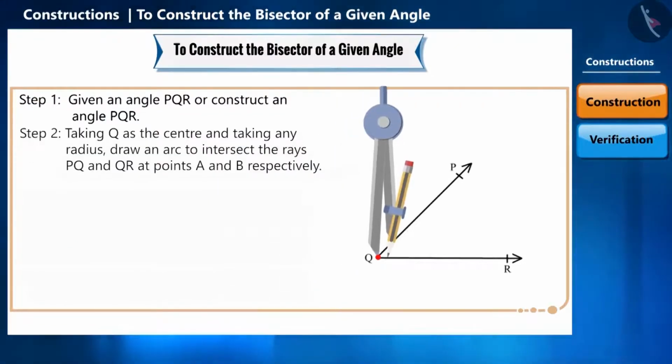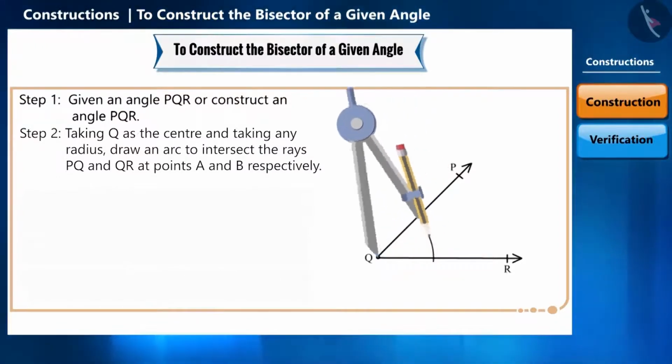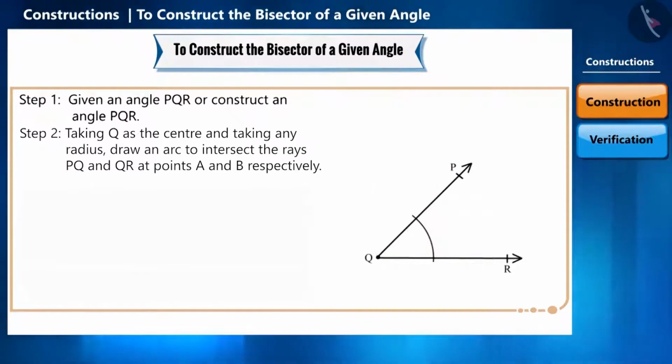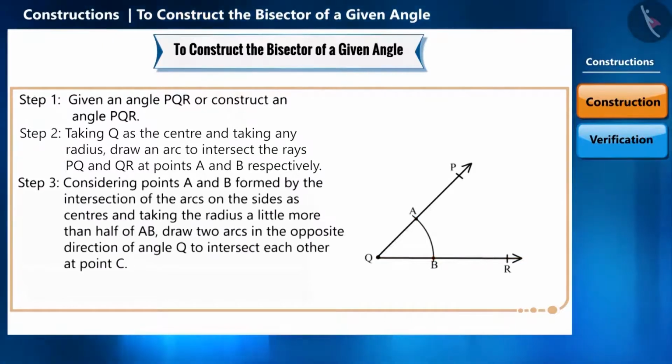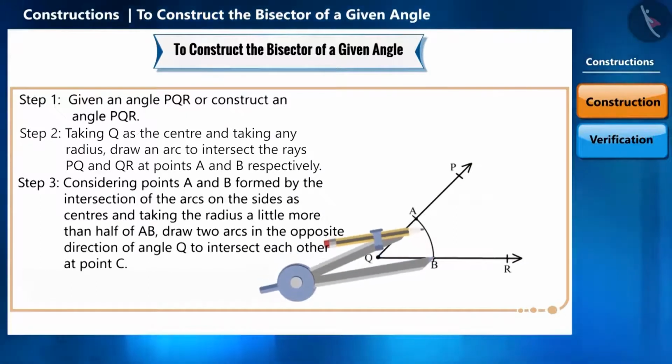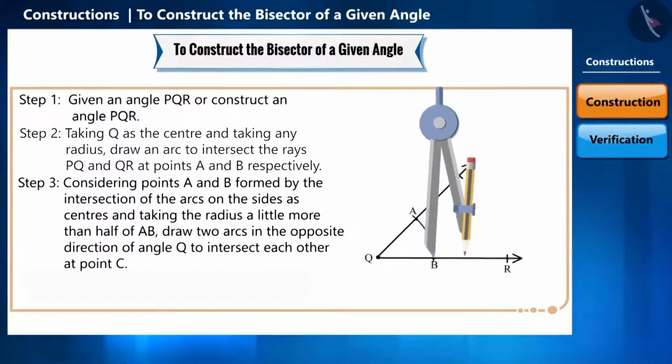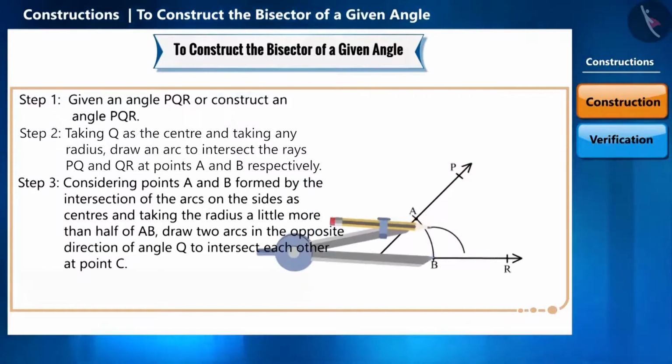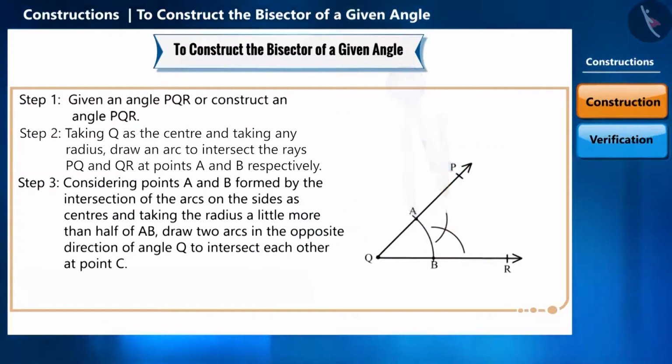Place the pointed end of the compass at the vertex Q. Taking Q as the center and taking any radius, draw an arc to intersect the rays PQ and QR at points A and B respectively. Considering points A and B formed by the intersection of the arcs on the sides as centers and taking the radius a little more than half of AB, draw two arcs in the opposite direction of angle Q to intersect each other at point C.